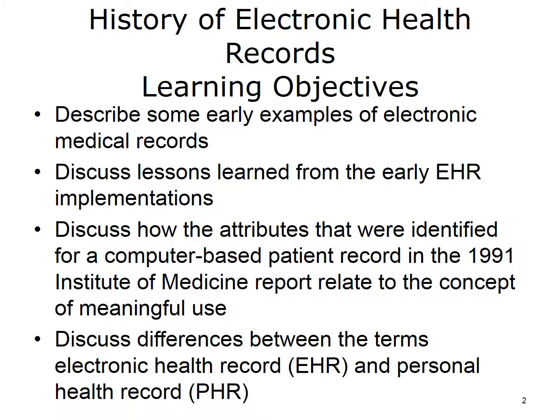The objectives for this unit, History of Electronic Health Records, are to describe some early examples of electronic medical records, discuss lessons learned from the early EHR implementations, discuss how the attributes that were identified for a computer-based patient record in the 1991 Institute of Medicine report relate to the concept of meaningful use, and discuss differences between the terms electronic health record, EHR, and personal health record, PHR.